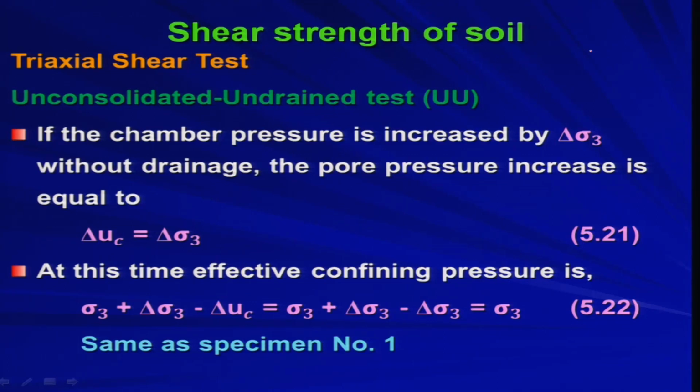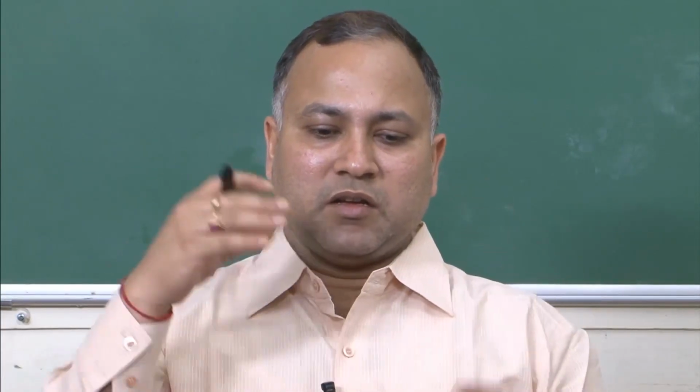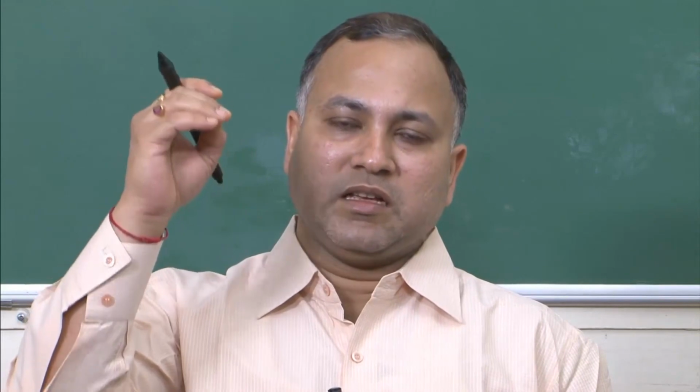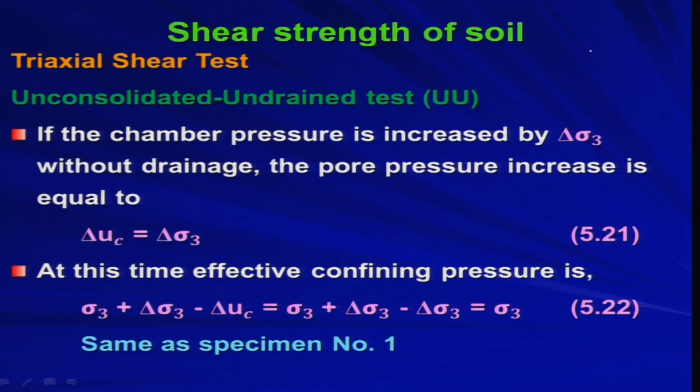If the chamber pressure is increased by delta sigma 3: at sigma 3 we apply the pressure and allow consolidation, so the pore pressure becomes 0. Starting from that situation, we increase the cell pressure by delta sigma 3 without allowing drainage. So if the chamber pressure is increased by delta sigma 3 without drainage, the pore pressure increase is equal to delta UC, and that happens during the first step, when you are dealing only with the cell pressure, the confining pressure.